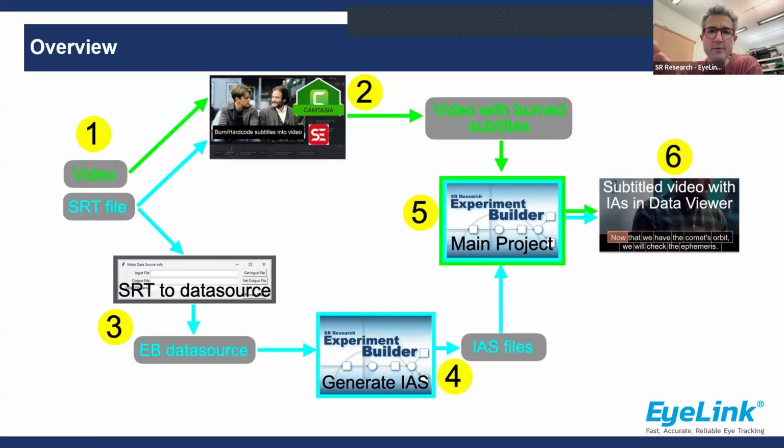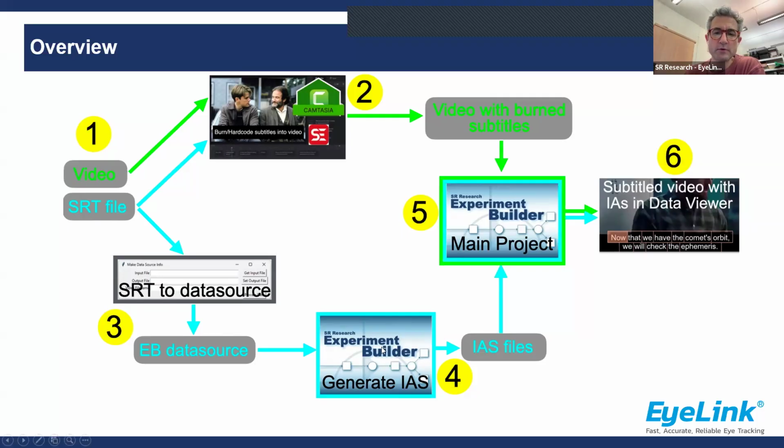So you can either use the app or you can use the Python script and run it via the command line. Essentially it will ask you for a file name, which will be the SRT file, and an output location, and it will spit out a data source that we're going to use for Experiment Builder. This data source is like a spreadsheet that we use in a dummy Experiment Builder project, which will generate the interest area files.